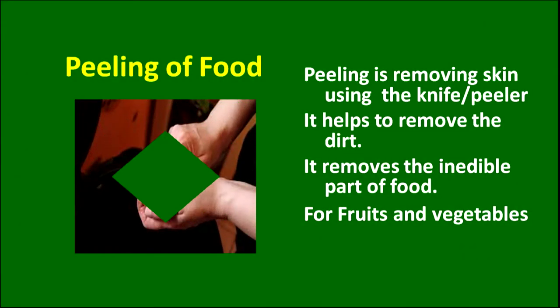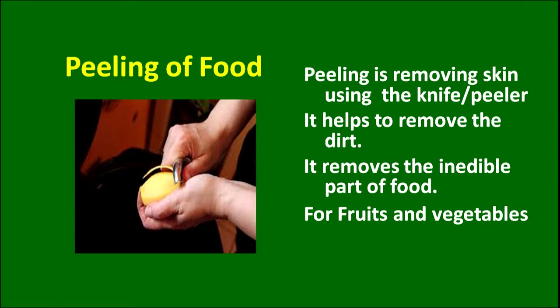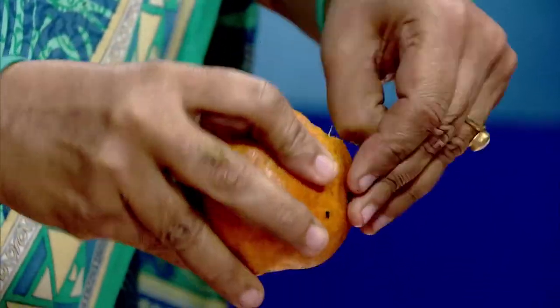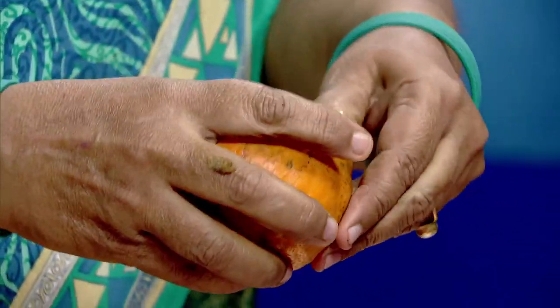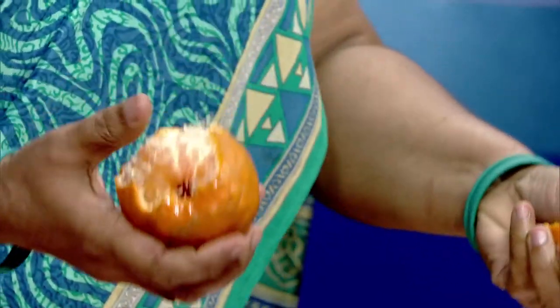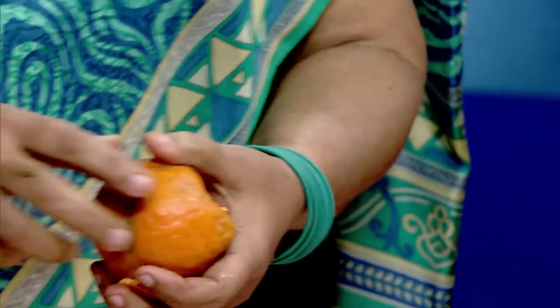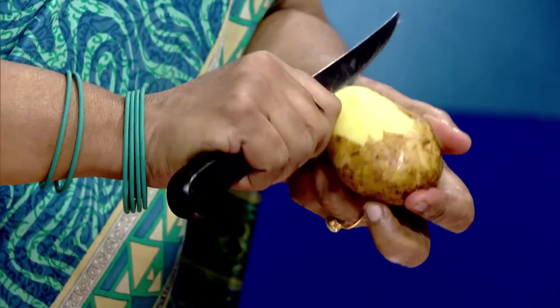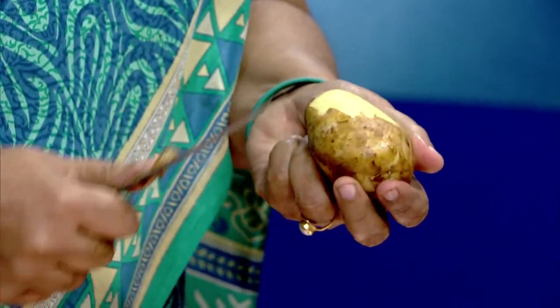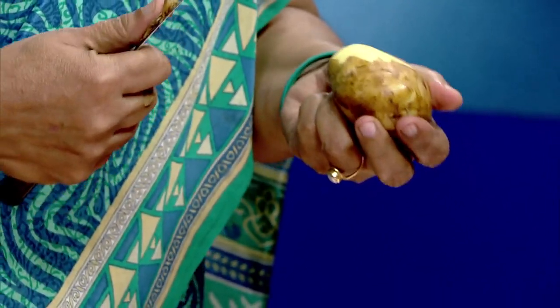Now we are talking about peeling. If you need to peel the orange, you can peel it directly with your hand. You do not require any kind of tool for this. But if you need to peel this, you need to use the small one. There are peelers available for peeling the food. Peeling means removing the inedible portion of the food. This is not edible. This is not edible.